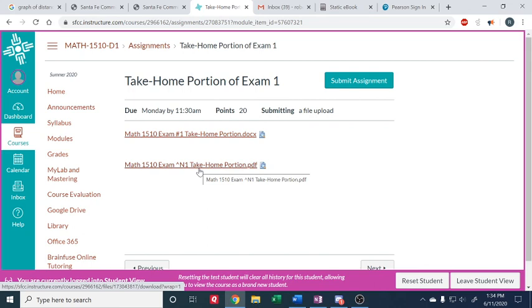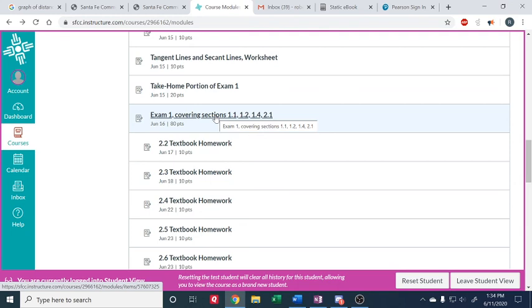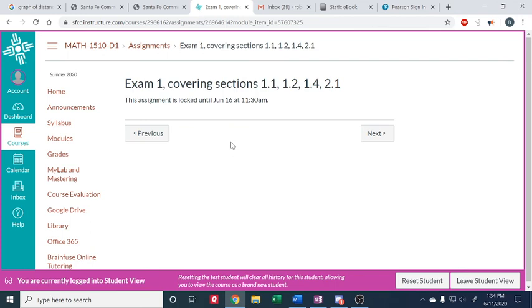On Tuesday, all we're going to do in class is take exam 1. If we go to exam 1, which is the very next module, it will just tell you it's locked. It becomes unlocked on Tuesday at 11:30 a.m. And then you can download it, work on it, and upload your answers by 1:45 p.m. So same time, same length of class, but all we're doing is you do exam 1.